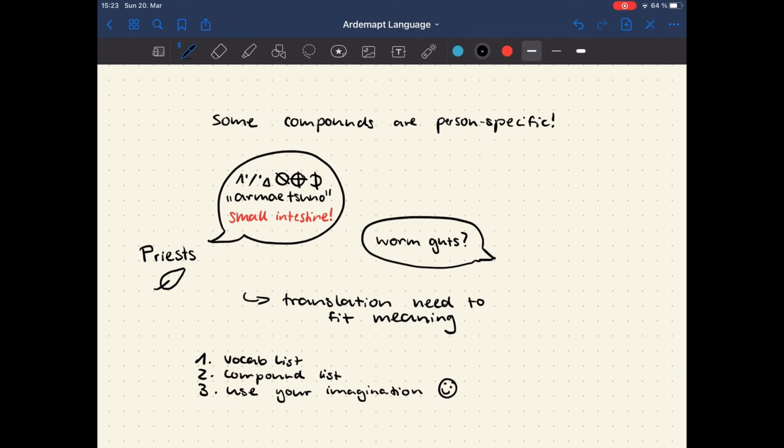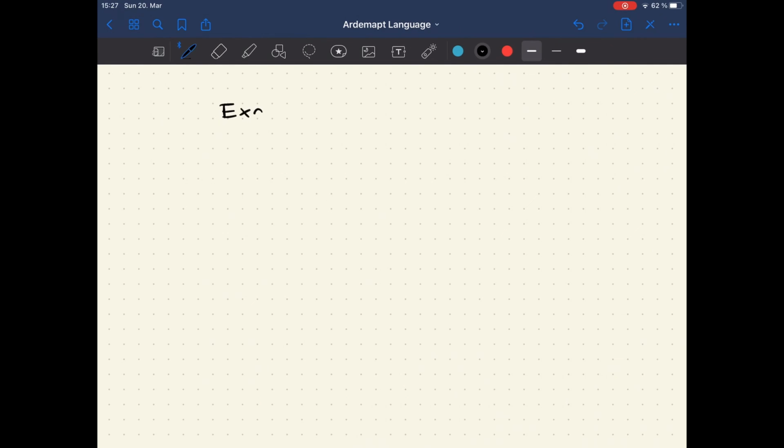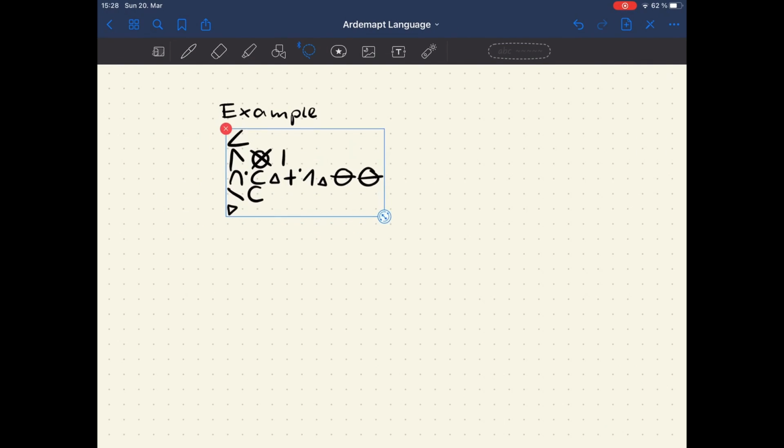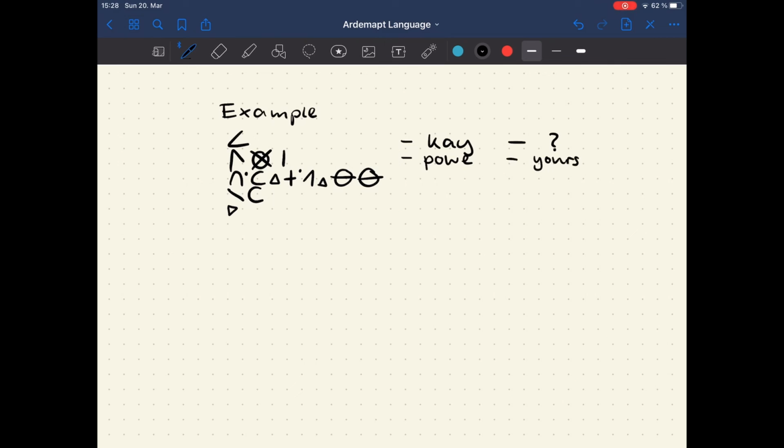When translating this, you follow the exact same steps. First, check as always the vocab list, then the common compounding list, and if it doesn't exist there, you have to think about what the author might want to say, what makes sense in the context, etc. So let's look at an example sentence, what we have here. The sentence starts with K, which is essentially just the question indicator. This just means that this entire sentence is posed as a question. The next word, the subject, is poe, which means yours. And then the verb is sent, which means be or am. So essentially this is asking if something is yours.